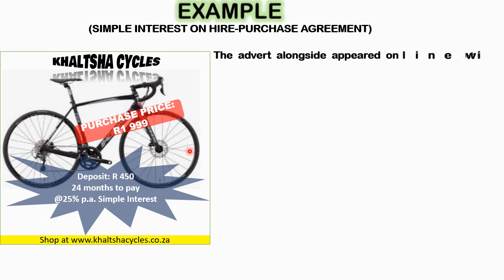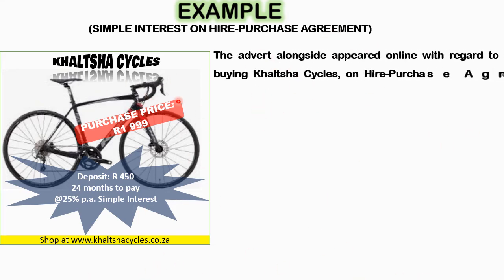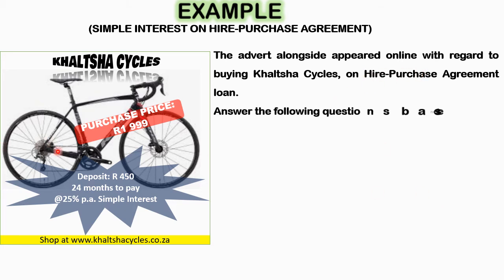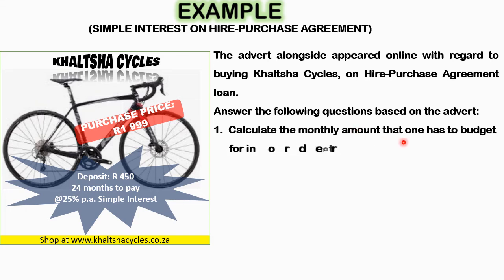Now let's look at the questions that come in here. The advert alongside appeared on the website www.culturecycles.co.za, on a hire purchase agreement. So by default, when you say hire purchase, you already know that you are dealing with simple interest. Answer the following questions based on the advert. 1. Calculate the monthly amount that one has to budget in order to pay for this particular bicycle. So if you were to buy this bicycle, how much are you supposed to pay monthly given this information?